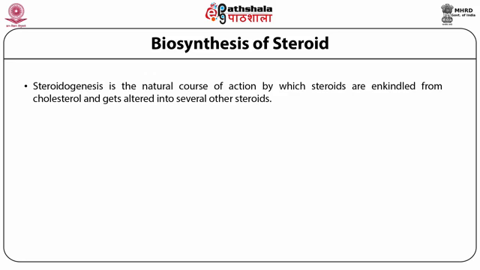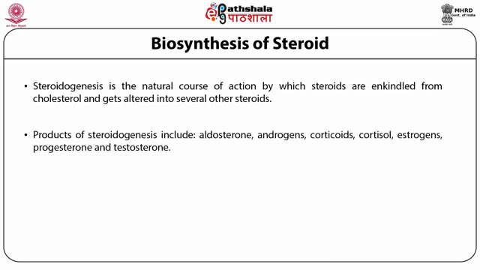The biosynthetic pathways of steroidogenesis vary amid distinct species, but in humans, the products of the biosynthetic pathways of steroidogenesis include aldosterone, androgens, corticosteroids, cortisol, estrogens, progesterone, and testosterone.